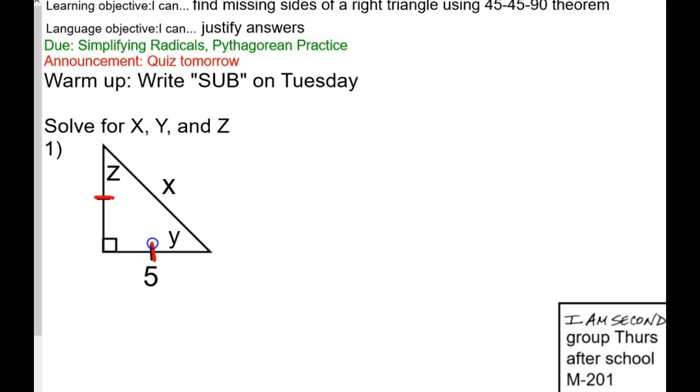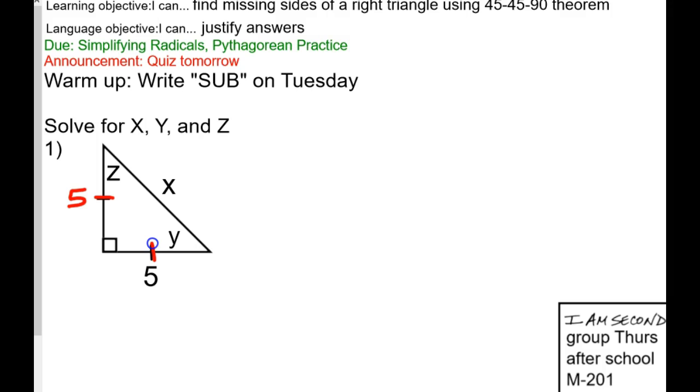So, if those sides are congruent, that means we can label the same side length, right? So, if that's 5, this one's 5. Now, we know the Pythagorean Theorem, right? We know a squared plus b squared equals c squared.